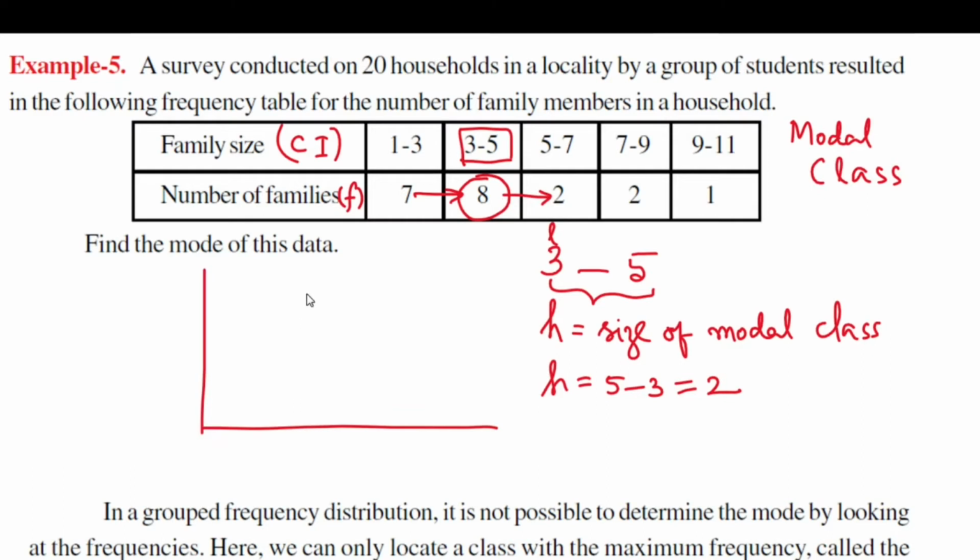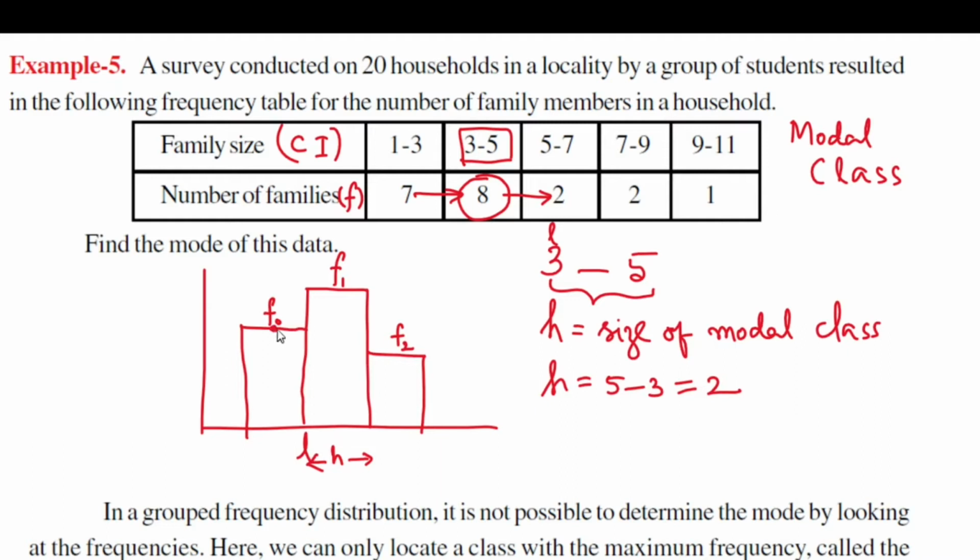If we observe the histogram, say this is the modal class, this is the lower limit, and h is the size of the modal class. The frequency of the modal class, we denote it as f1, and the frequency of the class preceding the modal class, we denote it as f0. We denote the frequency of the class succeeding the modal class as f2.